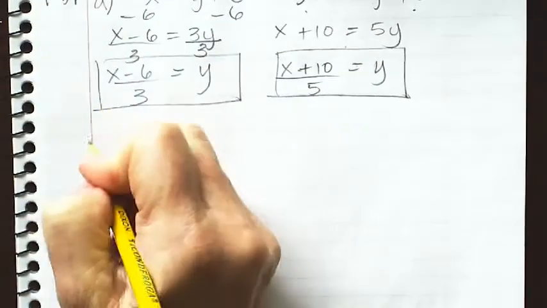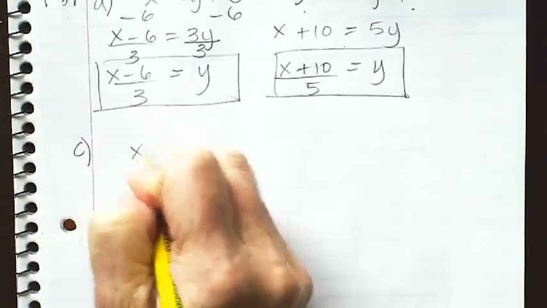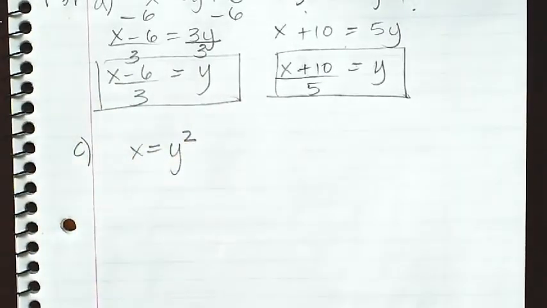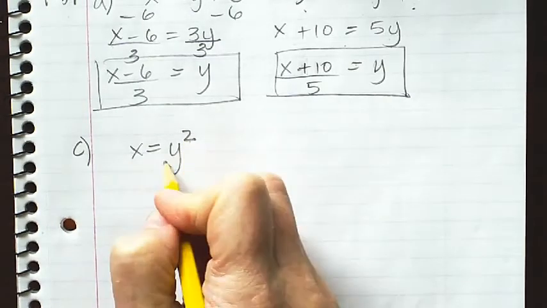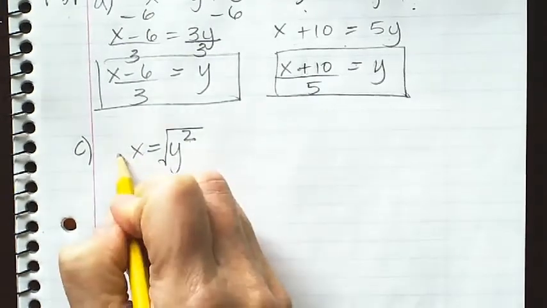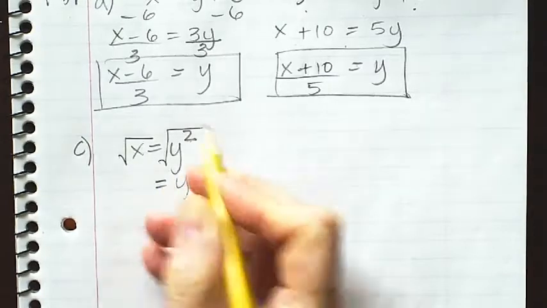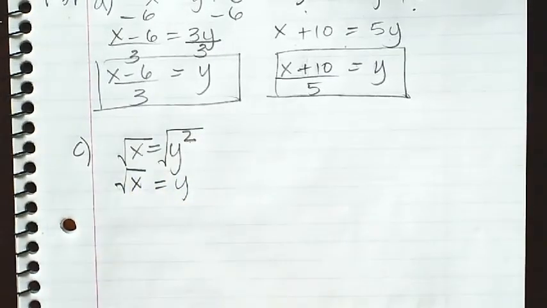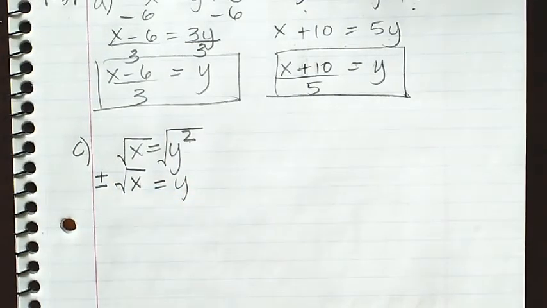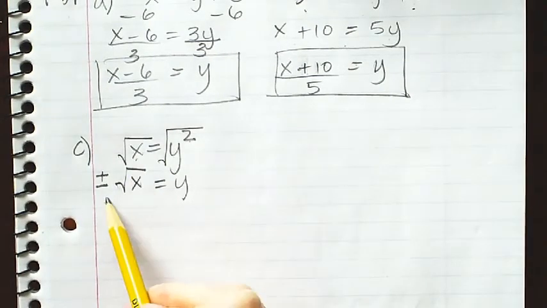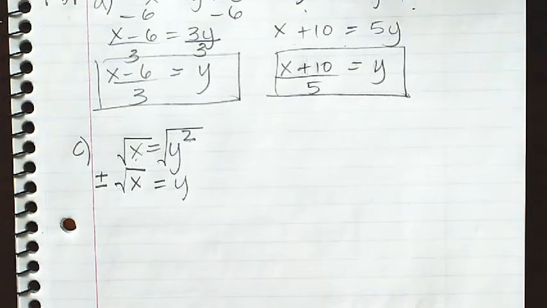All right. What do we have next? We have a quadratic. So we want to get y by itself. What's the opposite of squaring? Taking the square root. Okay. And we should put a plus or minus in front of that because it could be the positive root of x or the negative root of x.